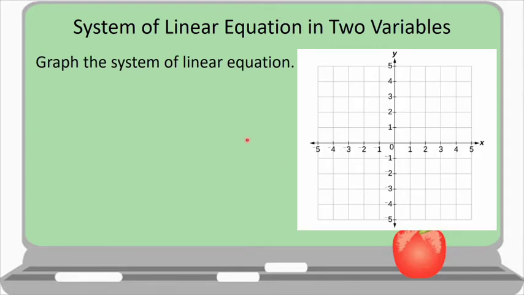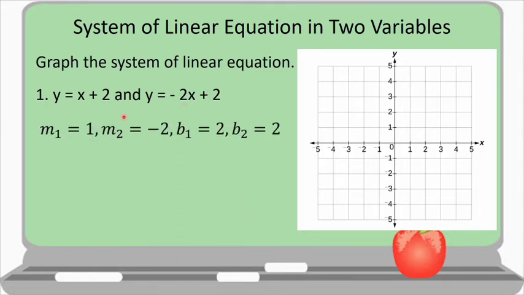Okay, let us have an example of graphing a system of linear equations. We are given the equations y is equal to x plus 2 and y is equal to negative 2x plus 2. How are we going to graph this system of linear equations using the slope and the y-intercept? First, we have to get the slope and the y-intercept of the first equation and the second equation.